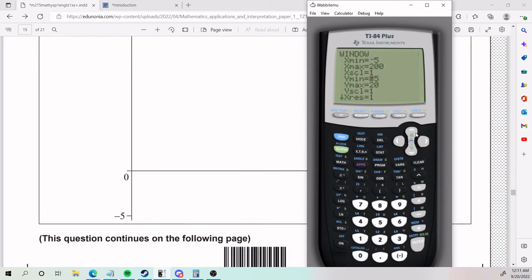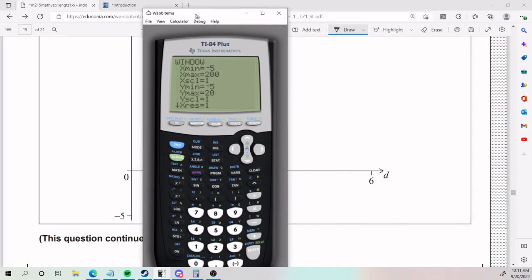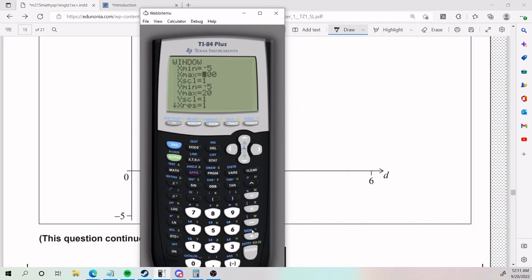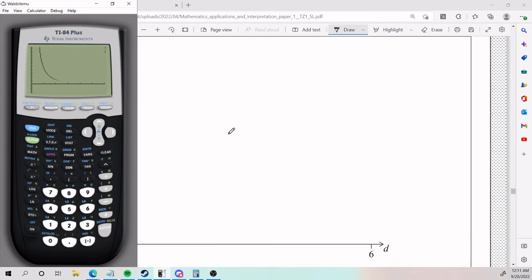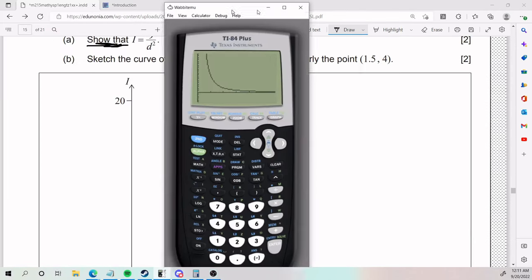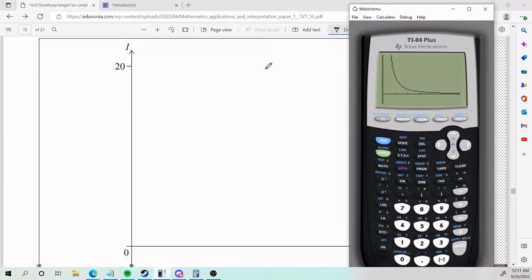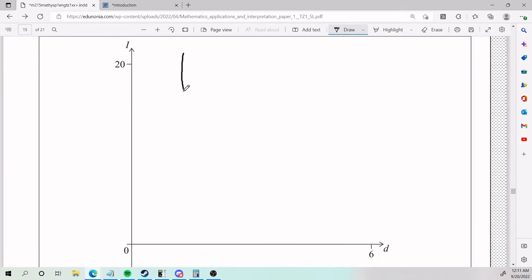A y minimum of negative 5. Oop, nailed it. An x of 6. Oh, an x minimum 0. See? So let's graph this. It looks like that. Copy the graph. See? Make sure there's a little bit of a gap here. Cierto? From here to here, there's a little bit of a gap.